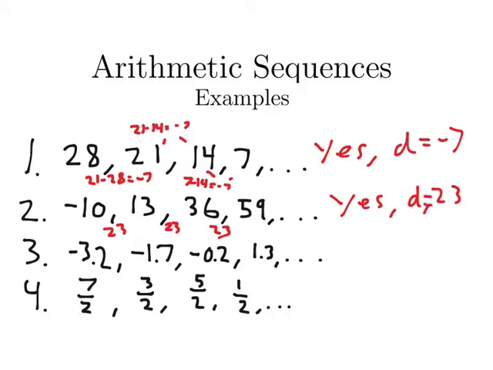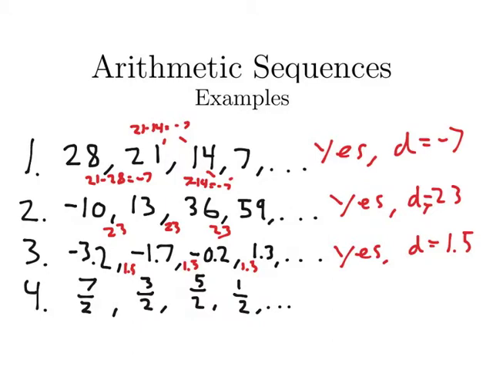Now for number 3, let's try this again. Negative 1.7 minus 3.2 is 1.5. Negative 0.2 minus negative 1.7 is 1.5. And 1.3 minus negative 0.2 is 1.5. So this is an arithmetic sequence where the difference is 1.5.